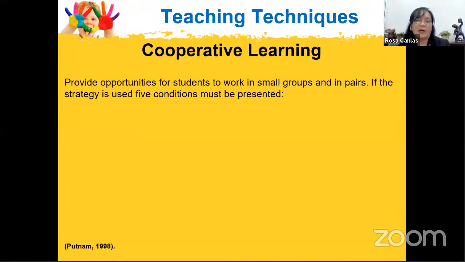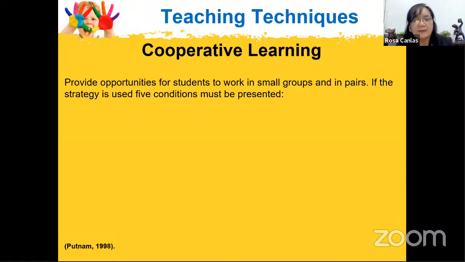For the next one, after differentiated instruction, we have again the most important, cooperative learning. Why cooperative learning? This is very helpful in different subjects, especially in science, in English, or any activity that can also be formed in a small group or in pairs.